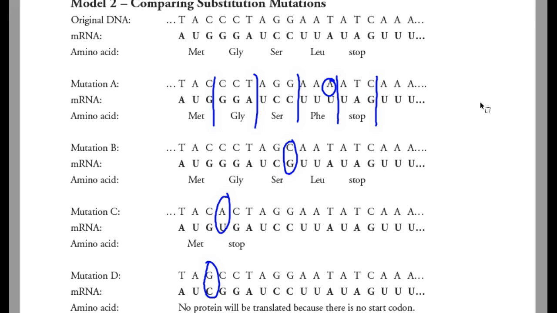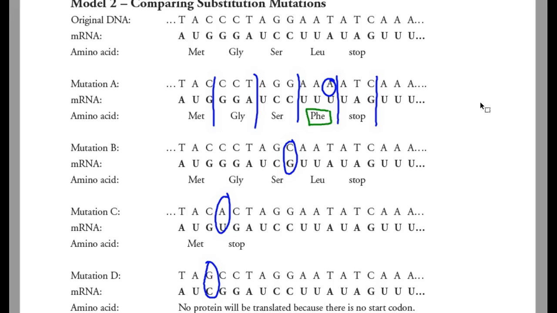All of these are a substitution of one nitrogenous base for another. Depending on where that substitution is and what codon it eventually results in and what amino acid is, it can have some interesting changes on the amino acid sequence. For this one, it is one amino acid change. Instead of being leucine right before the stop, it's phenylalanine.